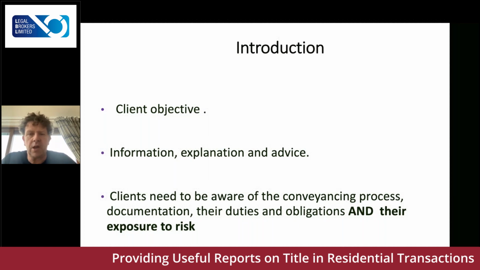It's important that when we're scoping our retainer, we set out quite clearly what we're going to do and what we're not going to do. And when we're reporting on title, we've got to be consistent with what we've said before, and we've got to provide information, explanation, and advice in a manner and in a format that clients can understand.